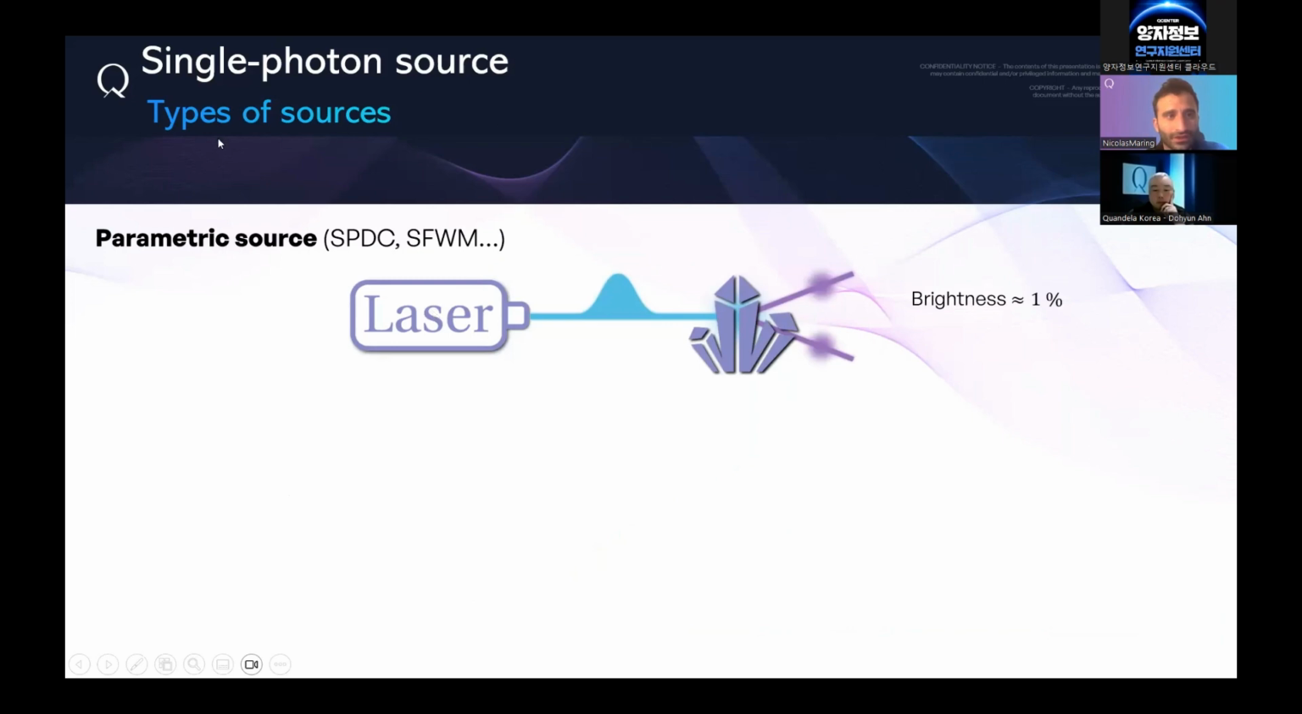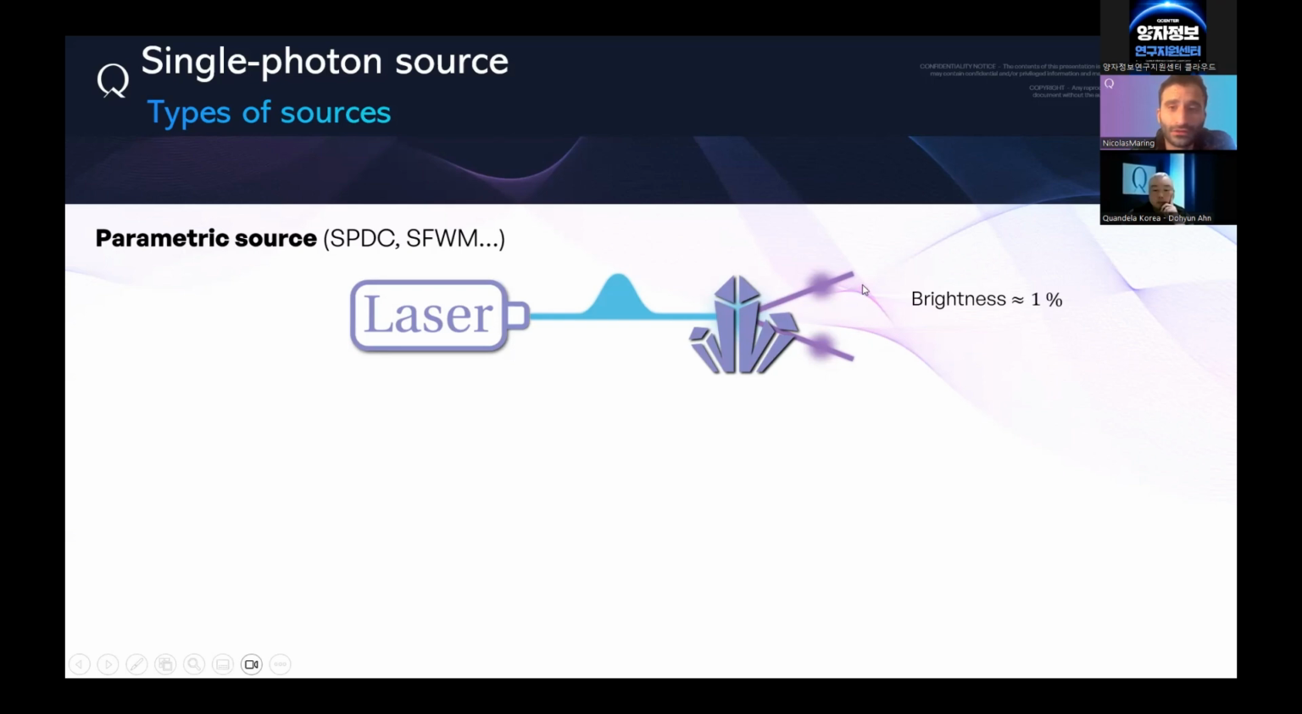So there are several types of single photon sources. One which is widely used is parametric sources, or probabilistic sources. Mainly it consists of shining a laser into a nonlinear crystal, using several processes, spontaneous parametric down conversion or spontaneous four-wave mixing. And this is a probabilistic process. What happens is that one or two laser photons will be split into two different single photons via a nonlinear conversion process.